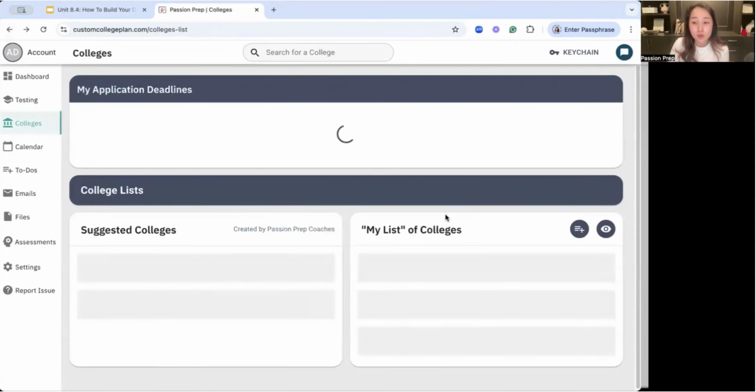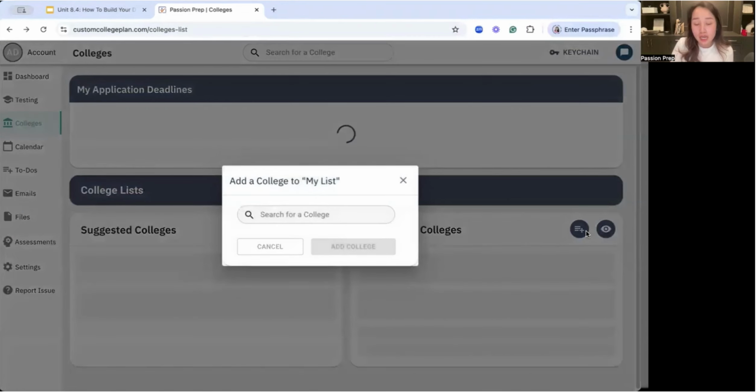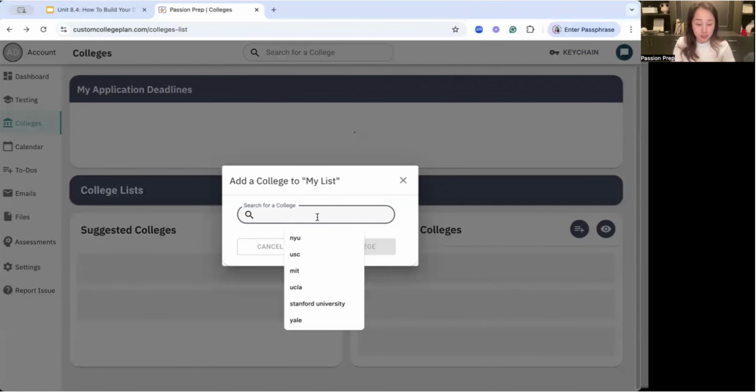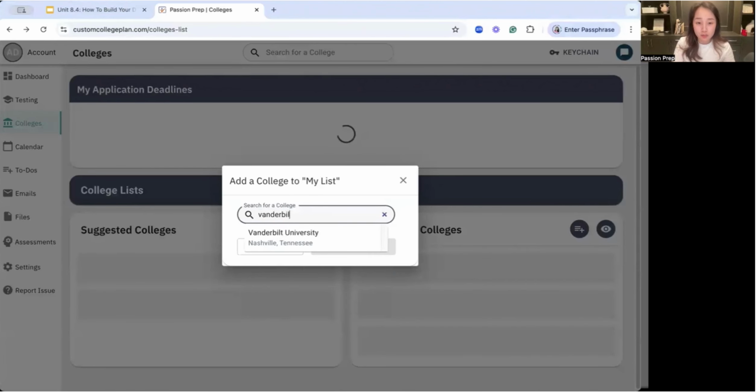And I know one college who really loves to teach students about the importance of education. Because my personal interest is education, I'm going to add Vanderbilt University. They have a strong education focus.